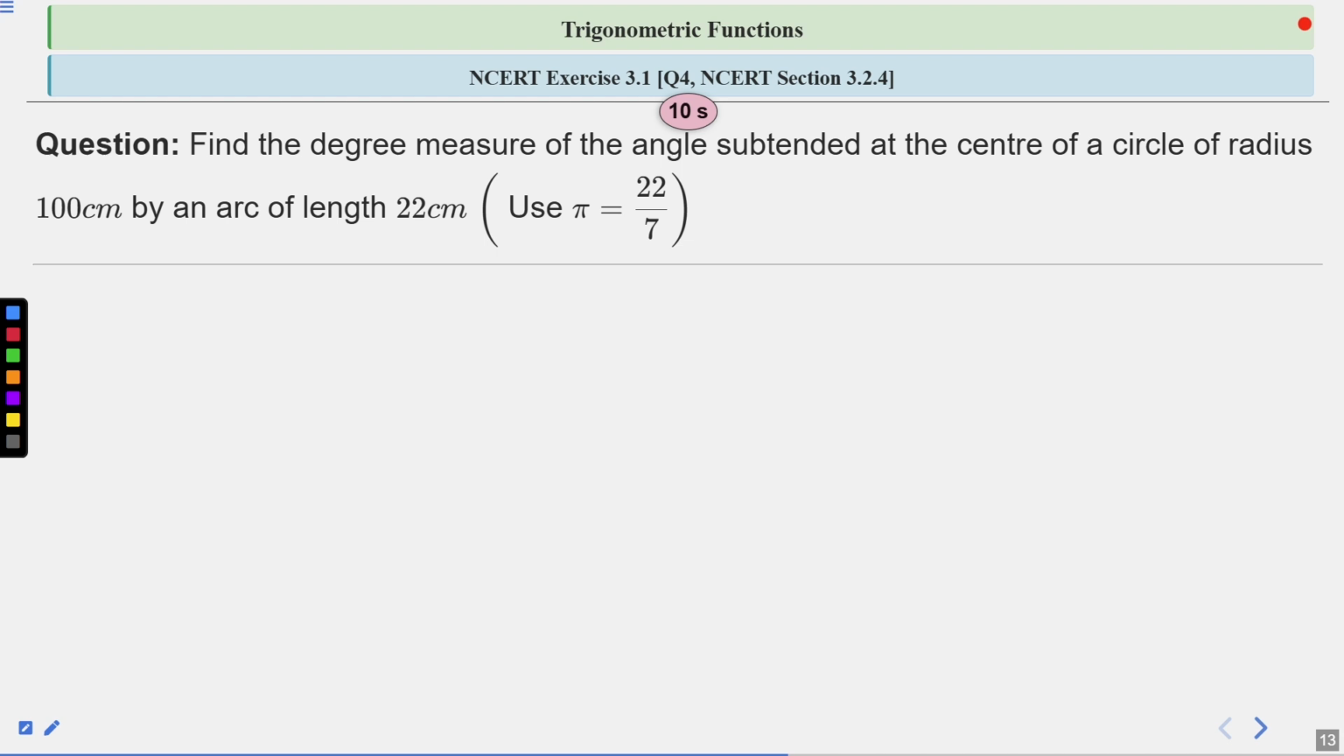Again you have some time to solve or think about this question. After that, we'll move to the solution part. Okay, let's move to the solution part.